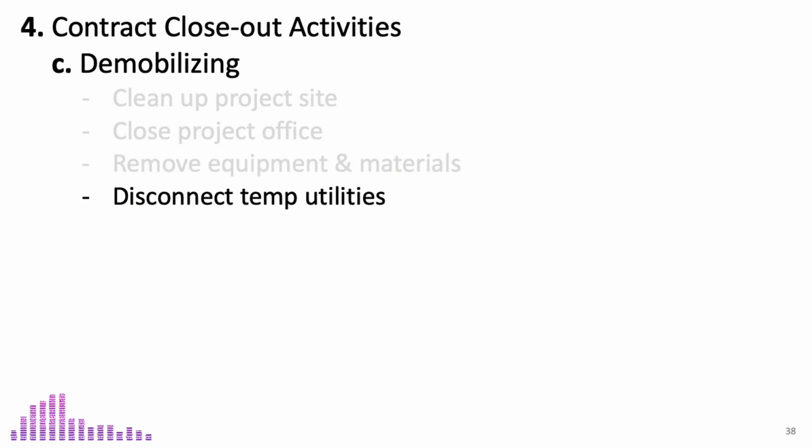All temporary utilities such as water, electricity, and gas services need to be disconnected. These services, which were set up during construction, should be terminated safely and according to regulations.